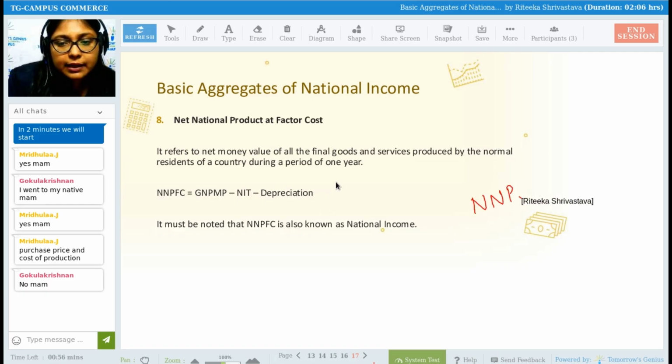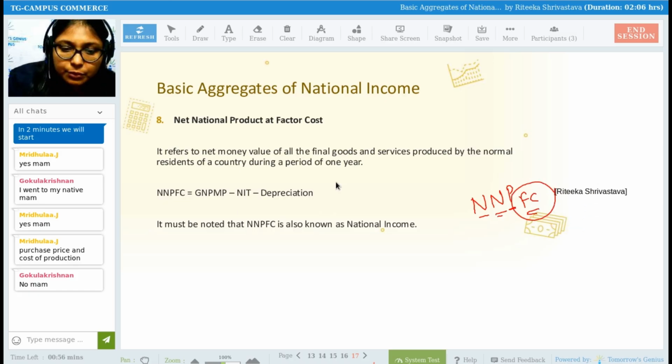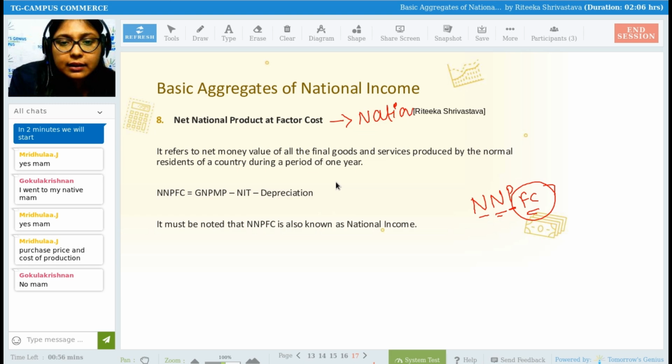Last is NNP at FC, net national product at factor cost. So net means the net market value of goods and services produced by the normal resident of the country, where we are going to consider factor cost. And NNP at FC is also called national income. Very important.